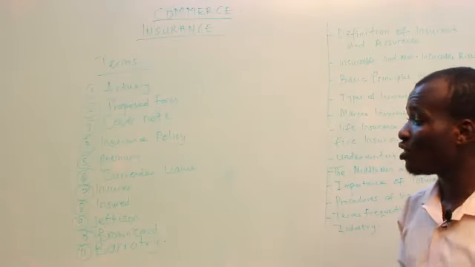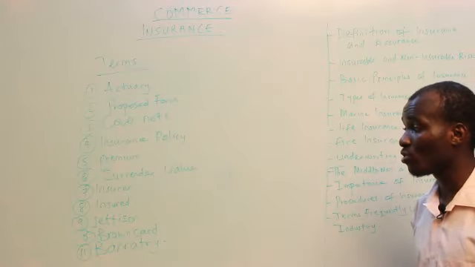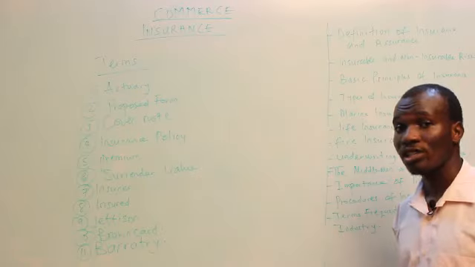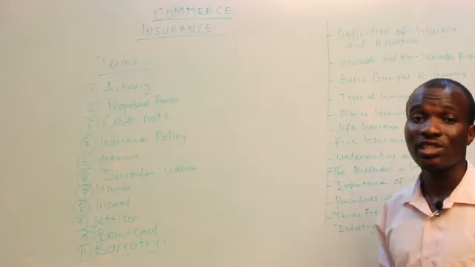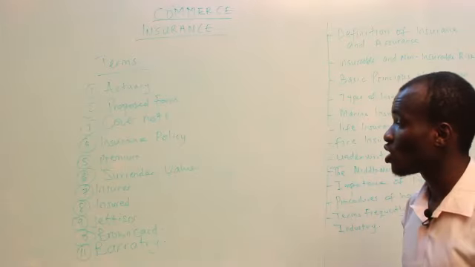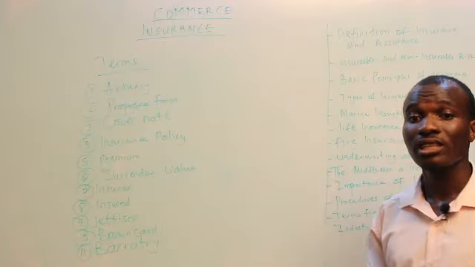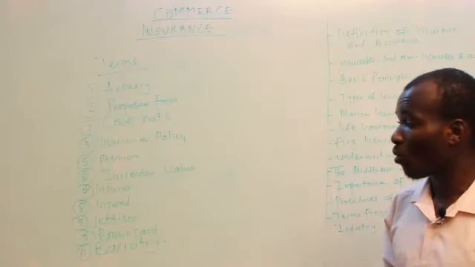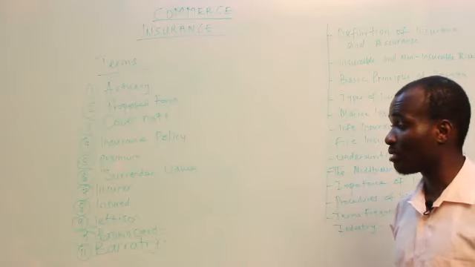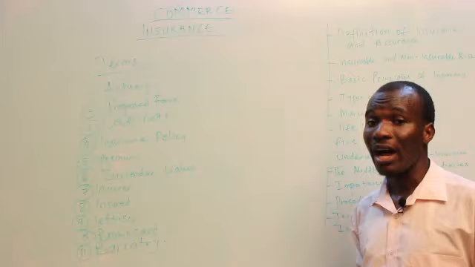Now the next thing we have is the insurer, and an insurer is an insurance company. So the insurer in the contract is an insurance company, a person that undertakes to insure another person against loss and liability. Now the insured person is the person that will be compensated as a result of loss or liability that arises. That person will be compensated by the insurer.